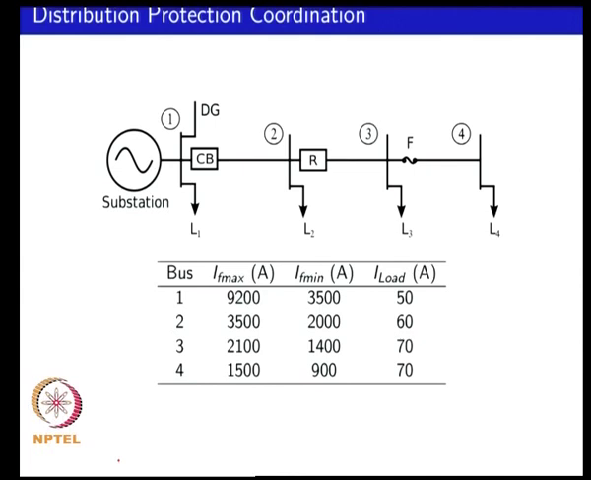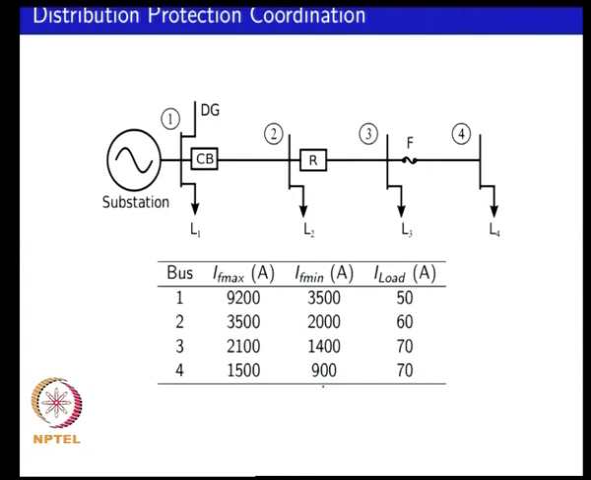You are also given the load current level. So, the load at bus 1 is 50 amps, at bus 2 is 60 amps, and 3 and 4 it is 70 amps each, and based on the parameters of the circuit, someone has done say a fault study and found out the typical maximum level of fault current. The minimum might correspond to some particular fault configuration, it could be a single line to ground fault with some grounding impedances, etc.